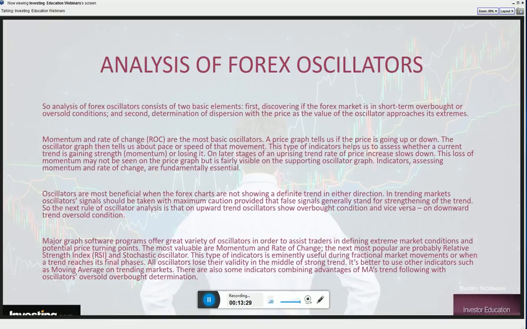Because that tells you the conviction of the buyers or the sellers. Okay. These types of indicators help us assess whether the current trend is gaining strength or losing it. In the later stages of an uptrend, the rate of price increase slows down. This loss of momentum may not be seen on the price graph, but is fairly visible on the supporting oscillator graph. Indicators assessing momentum and rate of change are fundamentally essential.